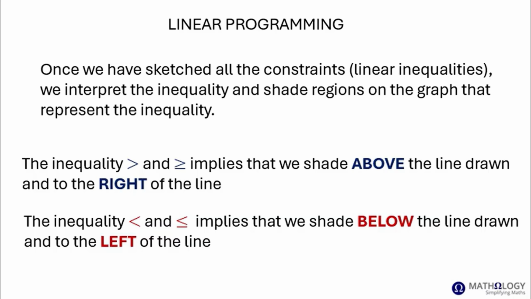Once we've sketched all the constraints, all the linear inequalities, we interpret each inequality and shade regions on the graph that represent these inequalities. The inequality greater than and greater than or equal to implies that we shade above the line drawn and to the right of the line. The inequality less than and less than or equal to implies that we shade below the line drawn and to the left of the line.